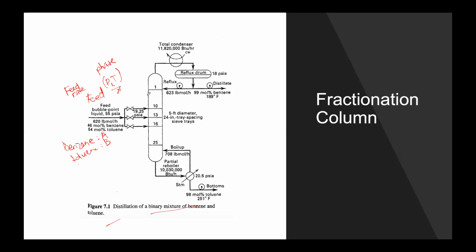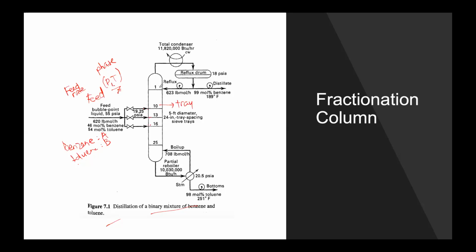Okay, and this one is the 55 psia, and then what we see here is the pressure is reduced with an expander to 19.25 psia, because this is going to be the pressure for the feed. Okay, in this case, it's a little bit complicated because there are 3 inlet streams, at 10, at 13, and at 16. In this case, this is called the tray.